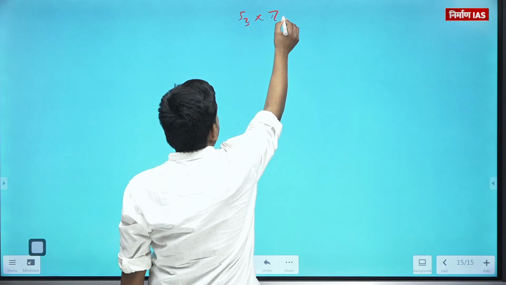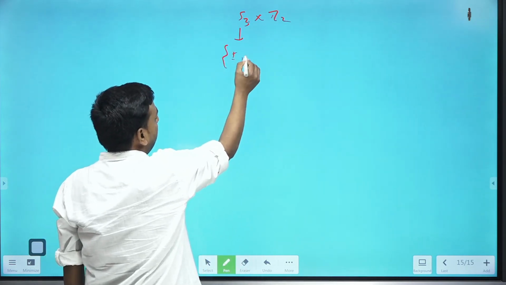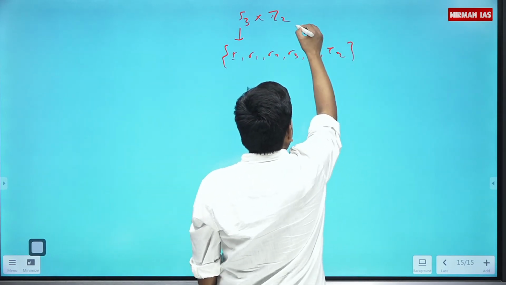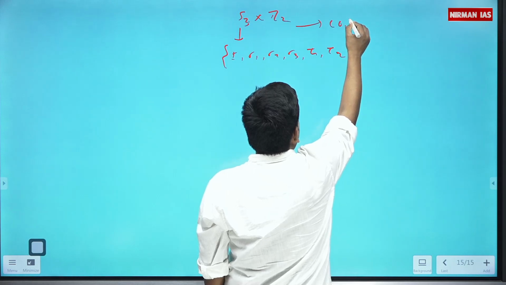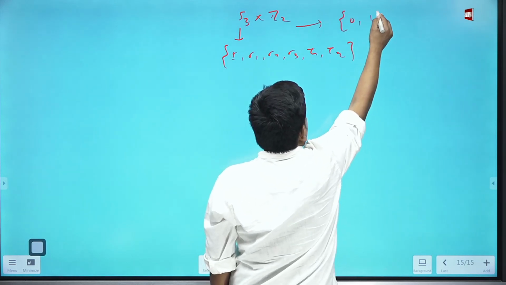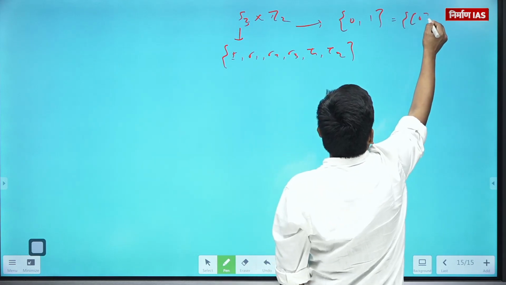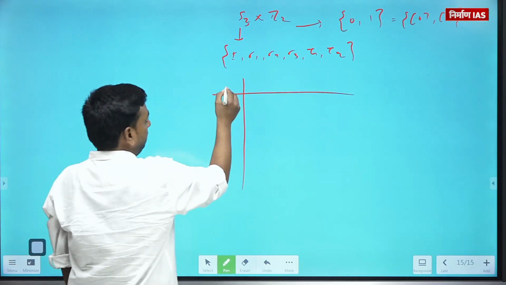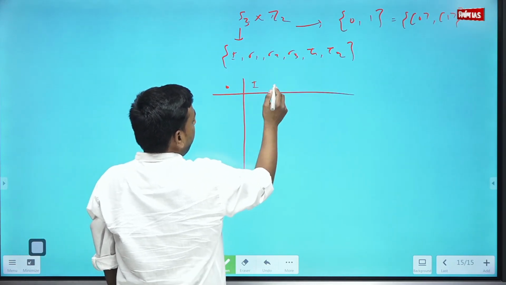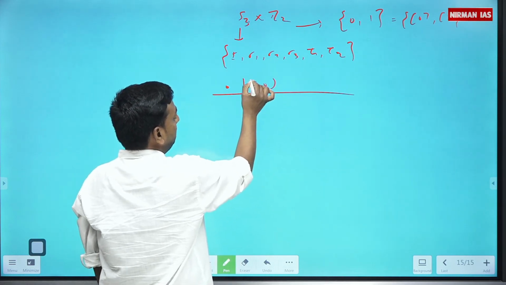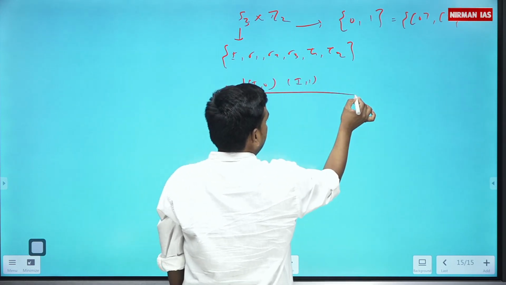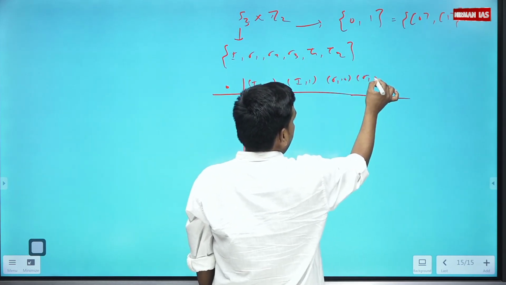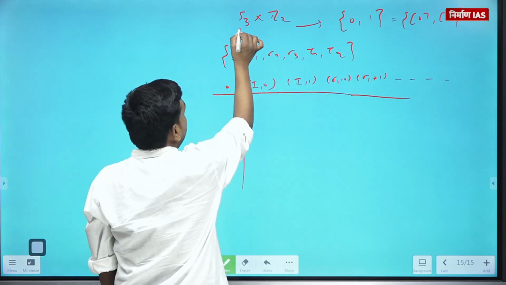Is that clear? In the same fashion, let's say I discuss S3 cross Z2. So what is S3? Identity, sigma 1, sigma 2, sigma 3, tau 1, tau 2. And what is Z2? 0, 1, or you represent it as class 0, class 1. So I want to discuss I,0; I,1; sigma 1,0; sigma 1,1, which means S3 cross Z2.